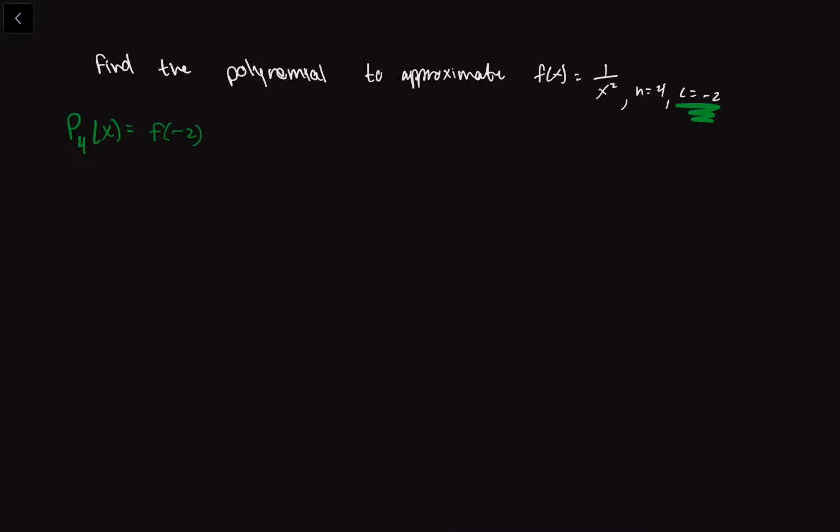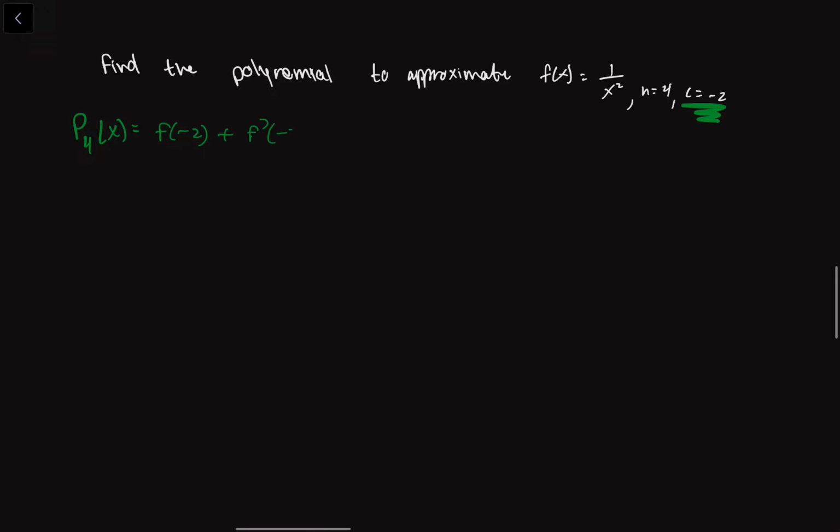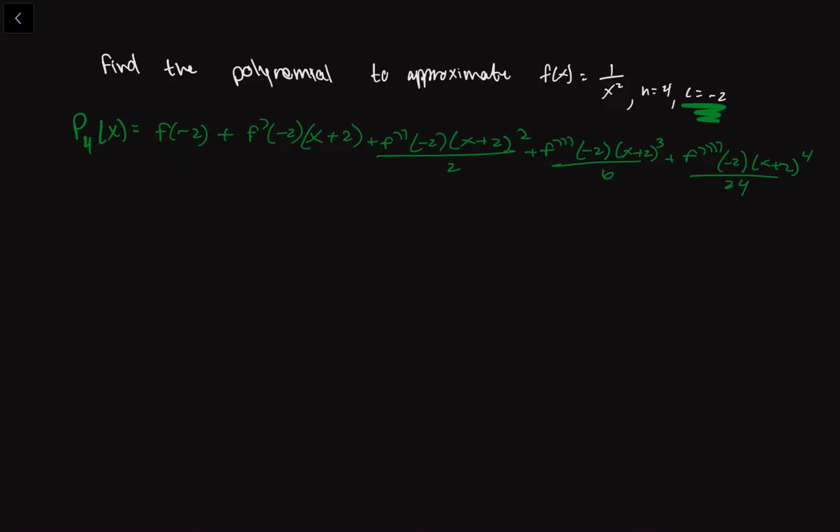So f of negative 2 plus f prime of negative 2 times x, not just x, but x minus c. X minus negative 2 is the same as x plus 2, plus f double prime of negative 2 times x plus 2 squared, all over 2. Two more terms, we have a triple prime over 6, and finally our fourth derivative to the 4th power over 24. So this is our polynomial, which means we need to find a few things.